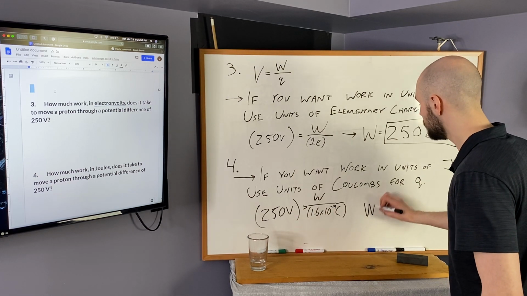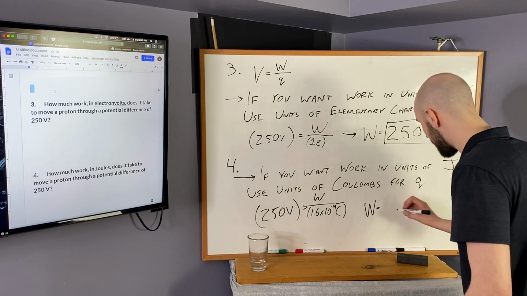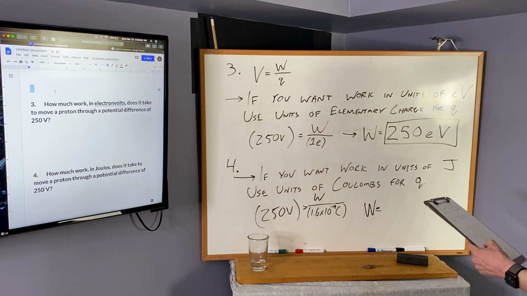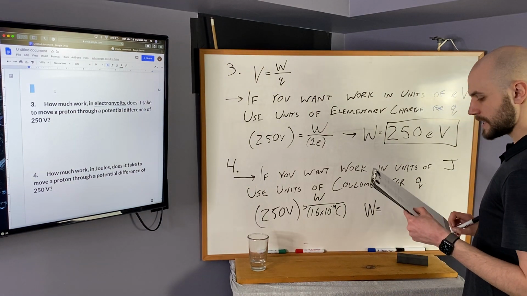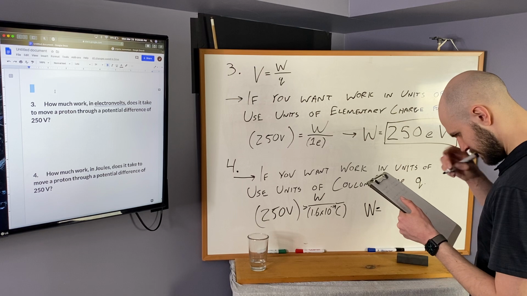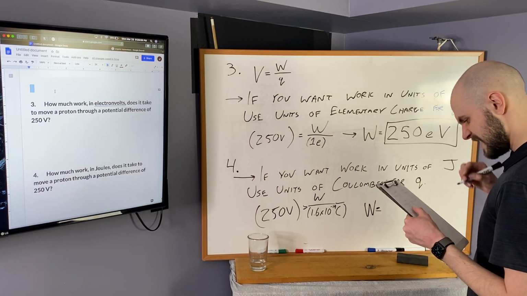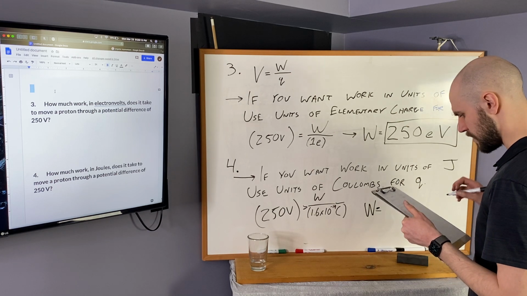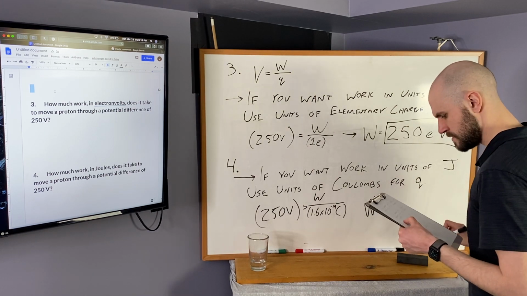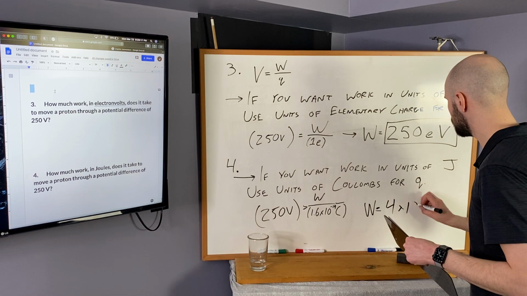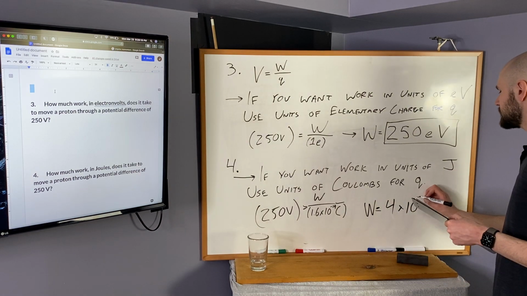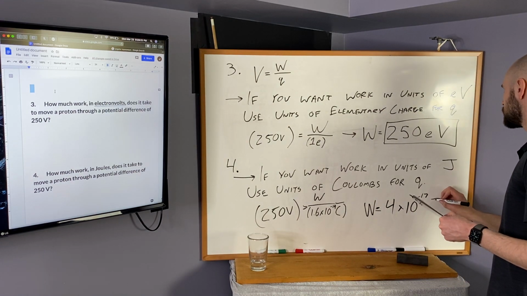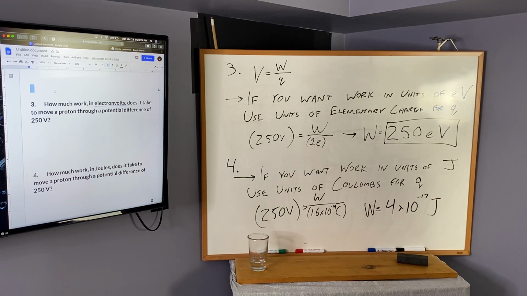When you work this out, make sure you do this on your own, on your calculator, to make sure you're getting my answers, and you can do this yourself. But I got an answer of 4 times 10 to the minus 17 joules. 1.6 times 250.